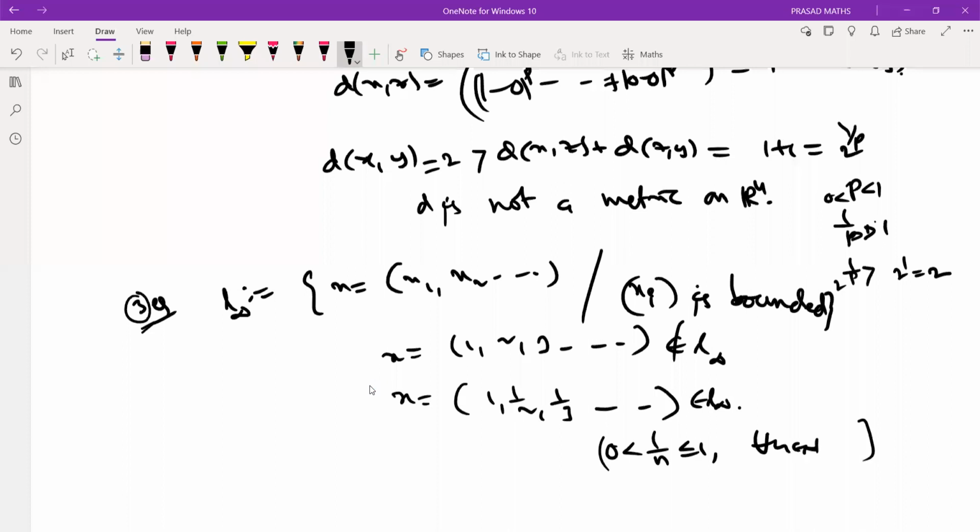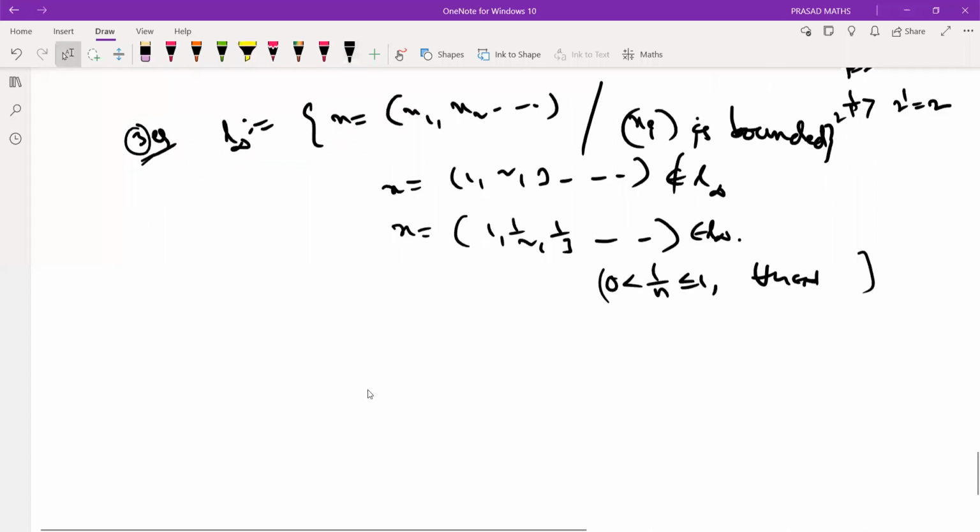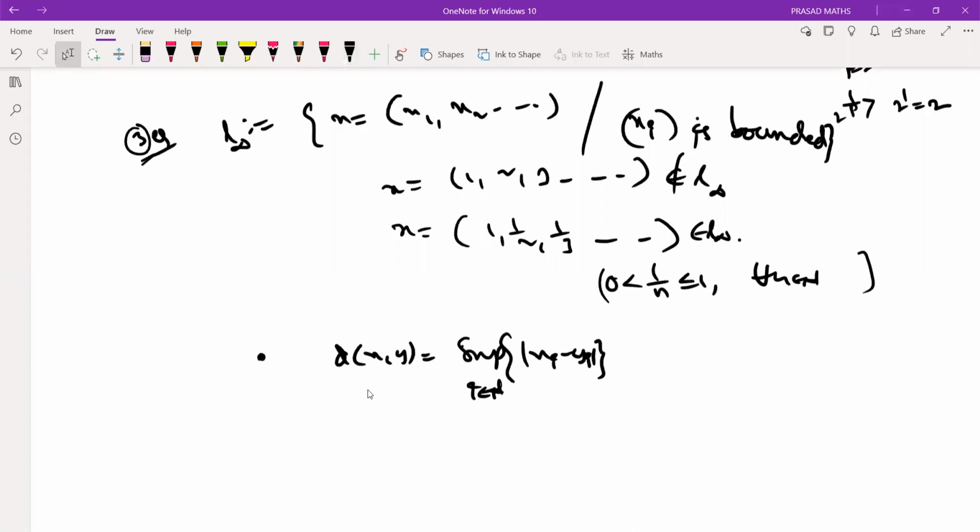Right? So, can you give a metric? Yes. D of x comma y equals, so bounded means the supremum always exists. Therefore, you can take the supremum of |xi minus yi|, i belongs to N, for any two bounded sequences. So this is a metric by the same proof.